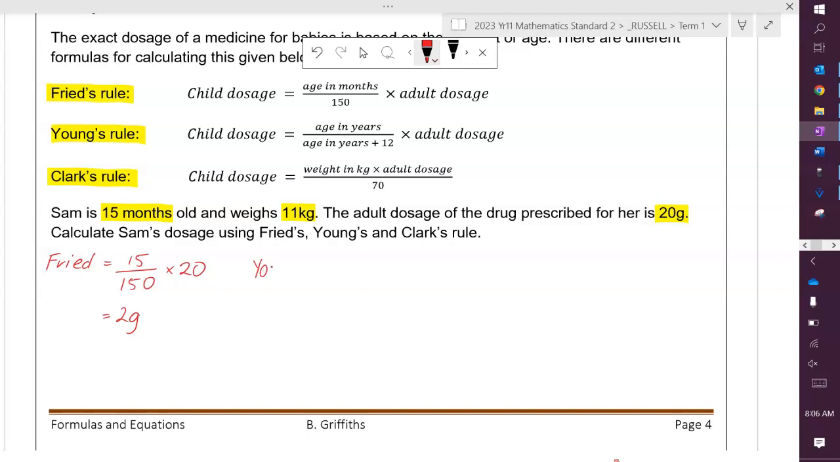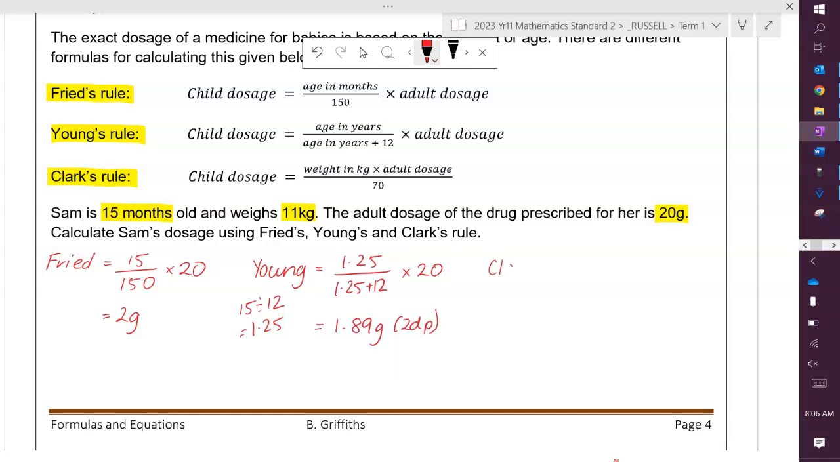Then we'll do Young. For Young, it's the age in years. So you need to calculate, well, what is 15 months in years? So we go 15 divided by 12, which gives us 1.25. So 1.25, and this is over the age in years, so 1.25 again, plus 12, and then multiplied by that adult dosage. So a little bit more complex. If we put that into our calculator, we get 1.89 grams, and I've rounded that to 2 decimal places.